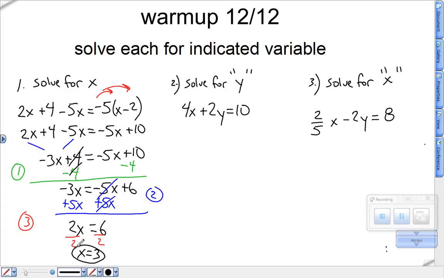If I took that x is 3 and plugged it in for x into that original equation, it would make that work. Now I'm going to solve my literal equations.